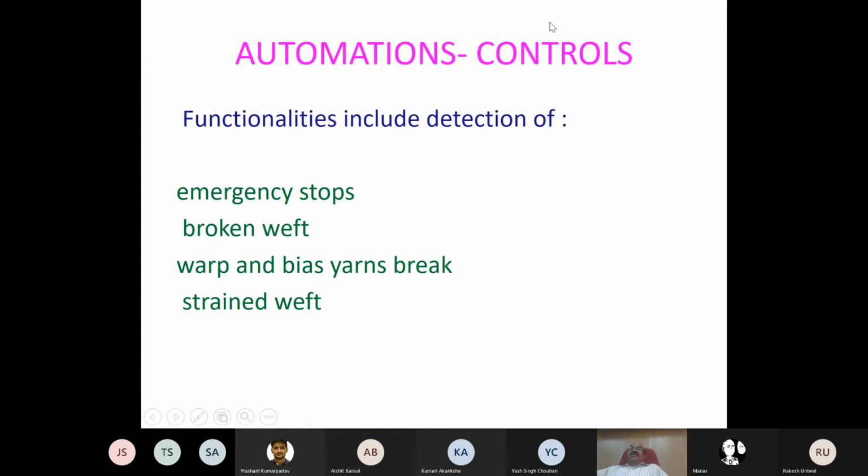And this machine has some automations and controls. There is a stop motion, there is a broken weft mending mechanism, and there is a bias yarn break. If the bias yarn breaks, there is also a system to mend the thread, and even if weft yarn is strained under high tension, there is a mechanism to stop the machine and reinsert the weft yarn. So all these control systems like other weaving machines are here, both for warp and weft yarn.